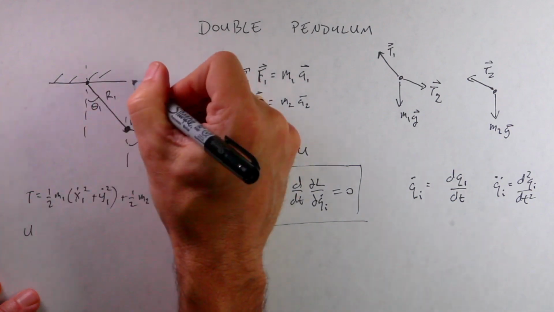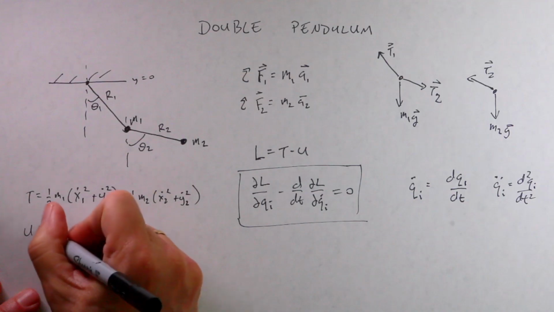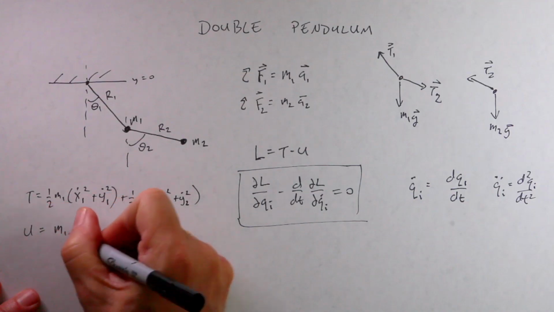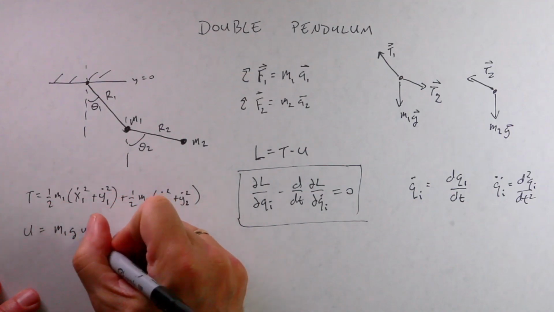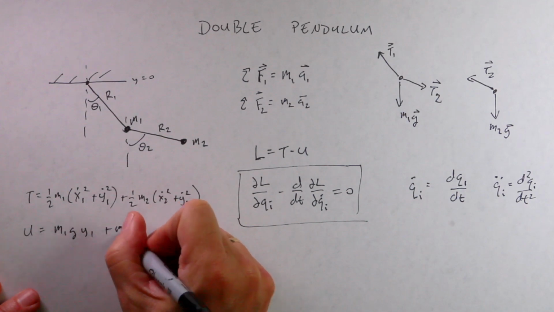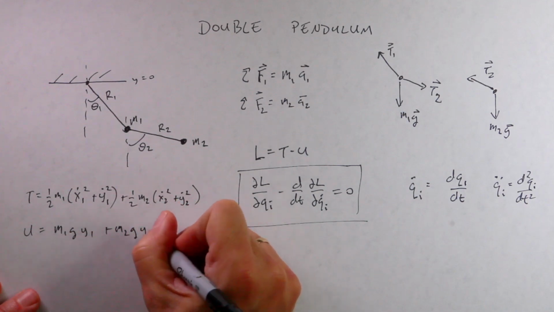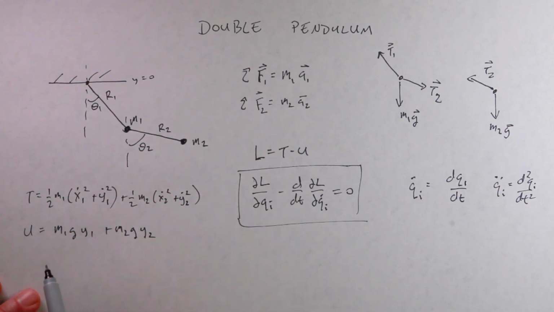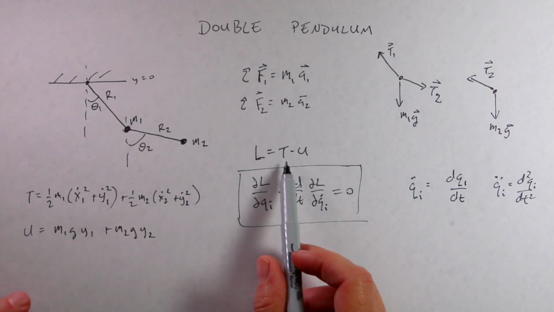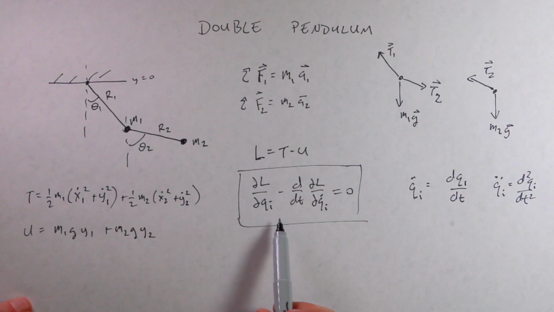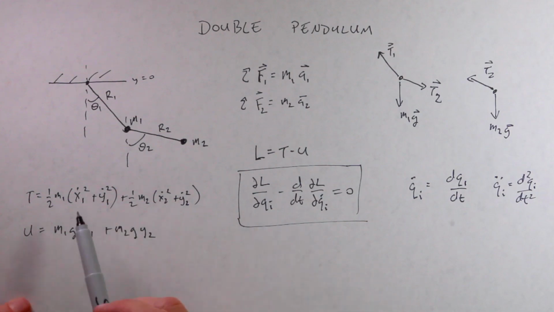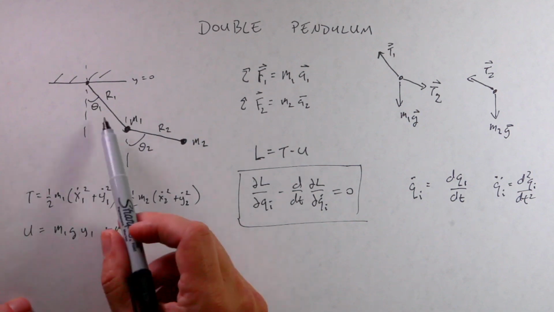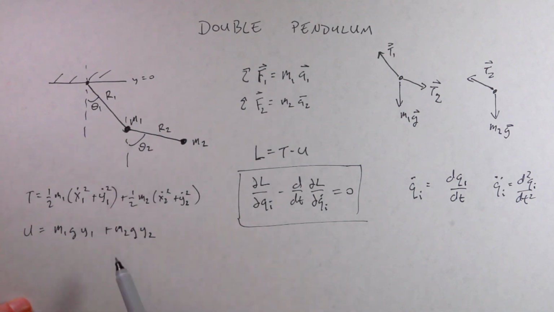Let's call this y equals 0 right there. Then U is going to be m1 g y1 plus m2 g y2, where those y values will be negative. So I can put that in for my Lagrangian, but then I couldn't take the partials with respect to theta 1 and theta 2. So what I need to do is convert these kinetic and potential energy equations into theta 1 and theta 2.